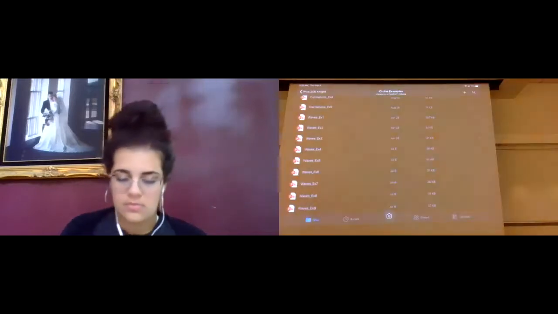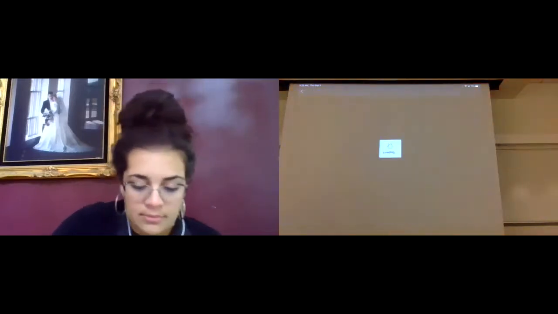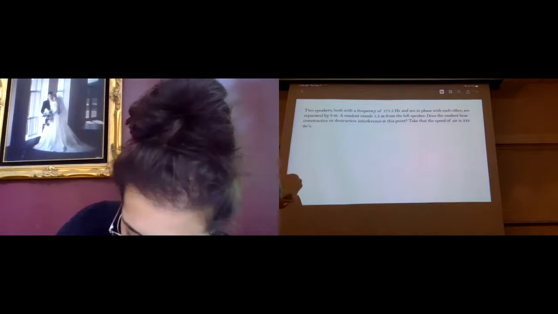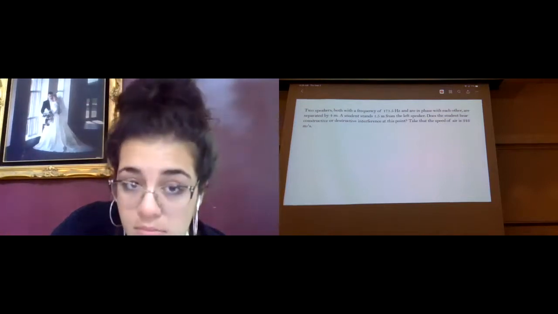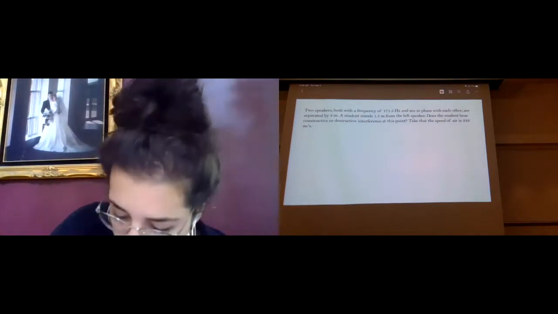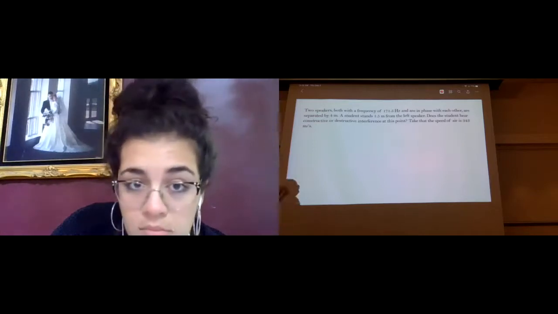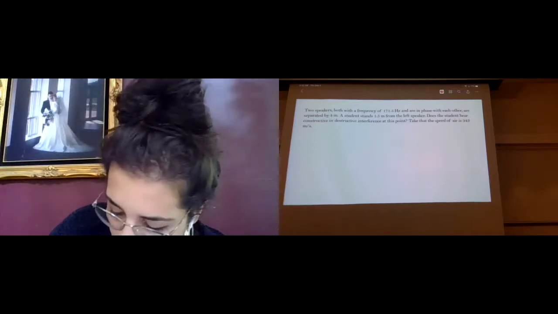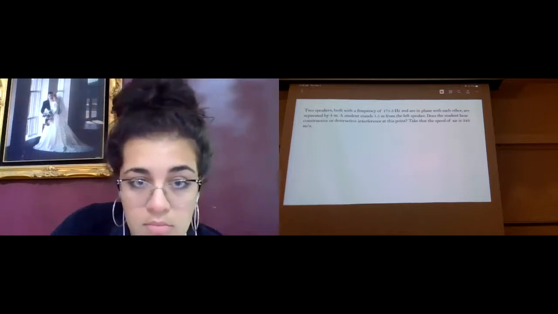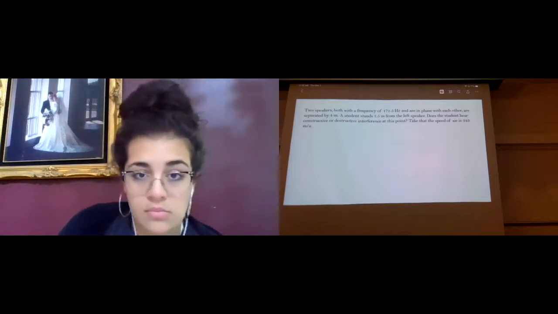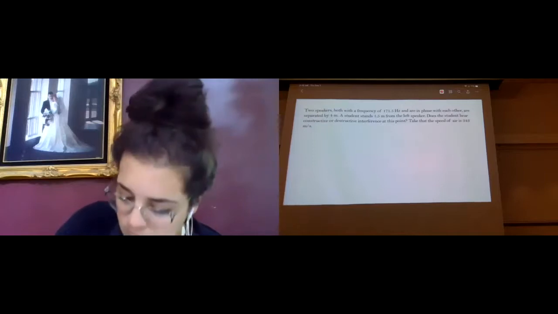Example 6. We have two speakers, both with a frequency of 171.5 hertz, in phase with each other and separated by a distance of 4 meters. Now we're going to put one of you, a student, 1.5 meters away from the left speaker, and we want to know: at this point, does our student hear constructive or destructive interference? Here we take the speed of sound in air to be 343 meters per second.